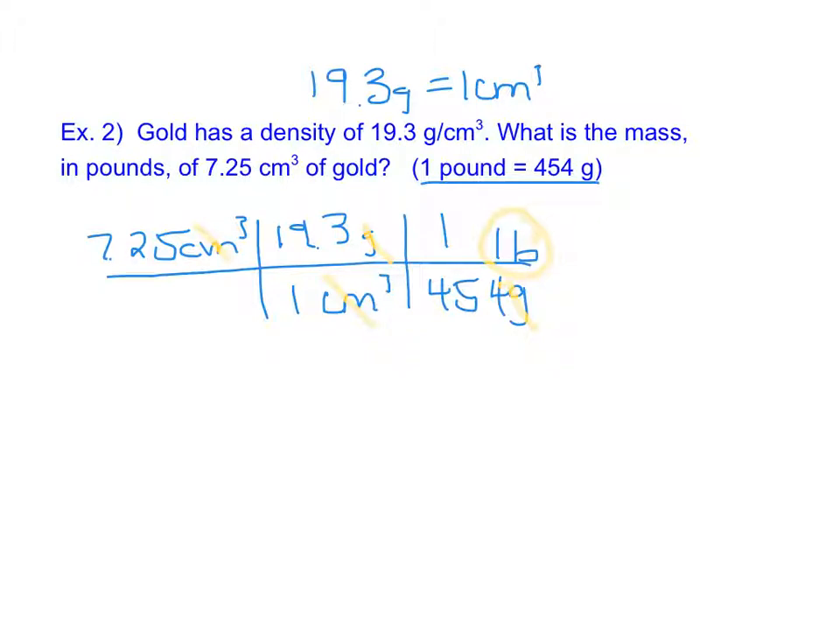So now it's just a matter of doing the math here. Multiply across the top, divide by the bottom, so 7.25 times 19.3 divided by 454, that's going to give you 0.308 pounds. Same thing, let's go back to the problem. Each number has 3 sig figs in it, so since we multiply and divide, we need to round to our least number of sig figs. So in this case, it would be 0.308 pounds.